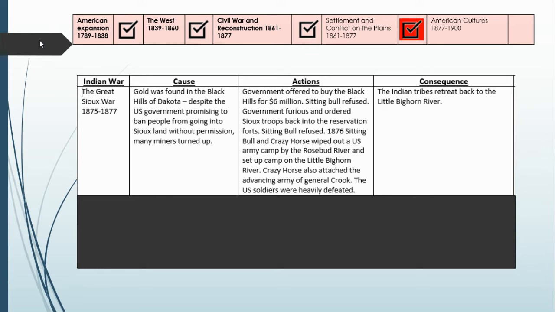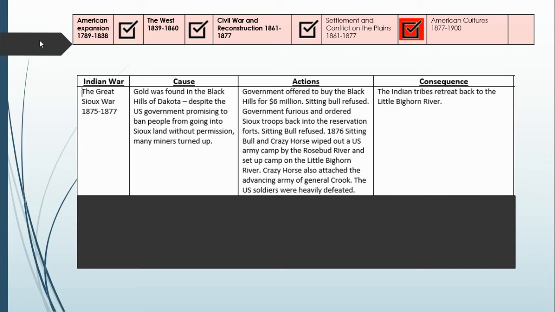The government were furious and ordered Sioux troops back into the reservation forts. Sitting Bull refuses again, so he's very stubborn here. In 1876, Sitting Bull and Crazy Horse wiped out a US Army camp by the Rosebud River and set up camp on the Little Bighorn River. Crazy Horse also attacked the advancing army of General Crook. The US soldiers were heavily defeated. So this is not going to go down well. They've offered the natives $6 million for their land. There has been huge violence on both sides, and the natives look as though they have come out on top.